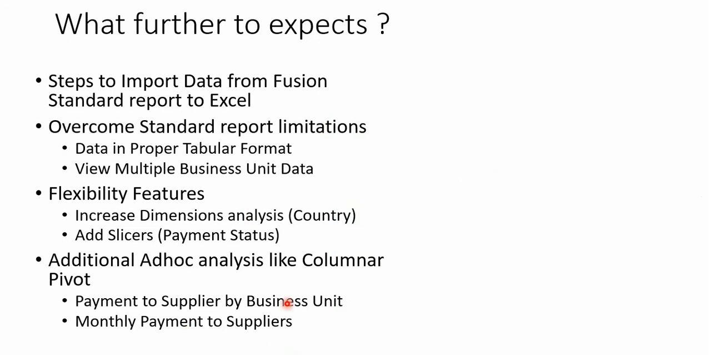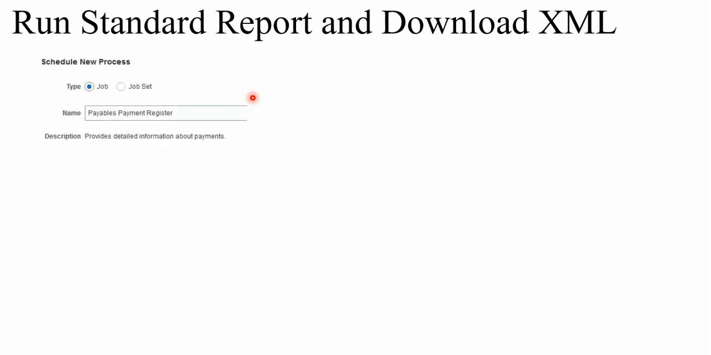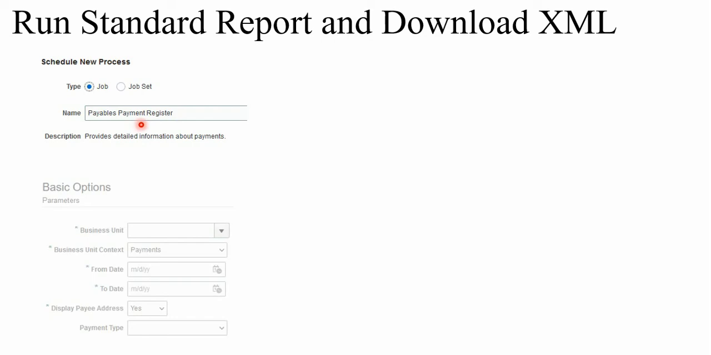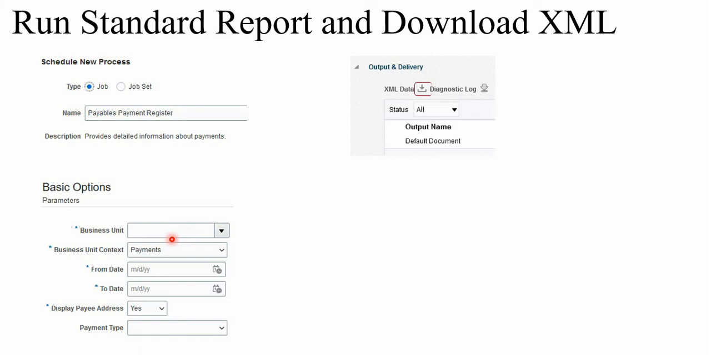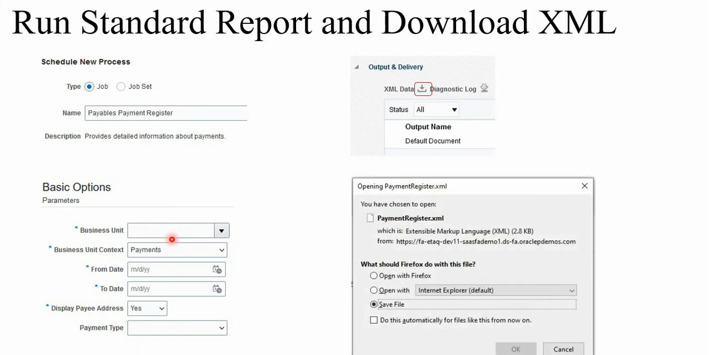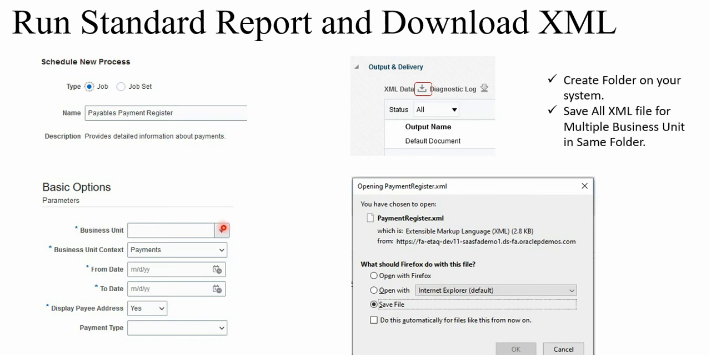So let's move towards the first step. First, what you need to do is navigate to the monitor process and enter the report name Payables Payment Register. Enter the parameters. First we can select only one business unit and run for that one business unit. Once the report is completed normally, download the XML file and save it in your folder. Once you have completed this for one business unit, go back and run this report one more time for another business unit. So run this report multiple times for multiple business units and save them in one same common folder. Once that is done, we will go to the next step.